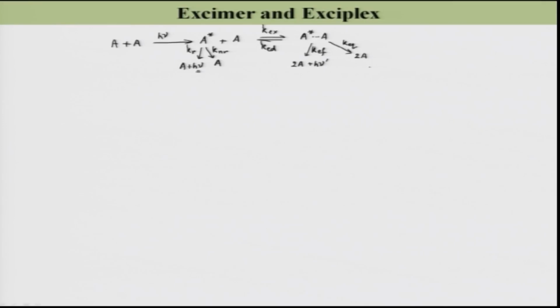Under the photostationary state assumption, you can try to find out the kinetics of the formation of this A star A, right, and the other dependencies on the formation of A star A, right. But I am not going to write all those expressions here, because it is not necessary at this point of time.